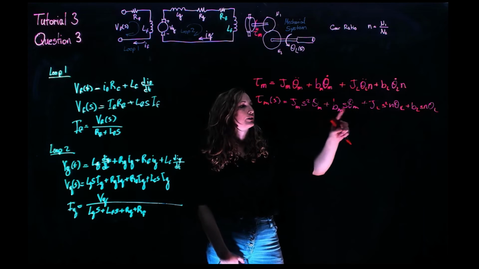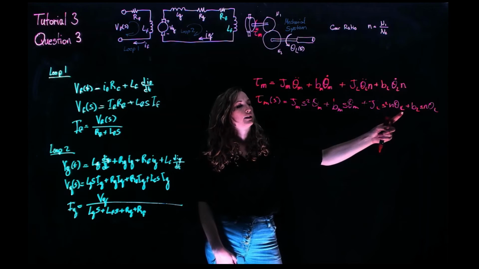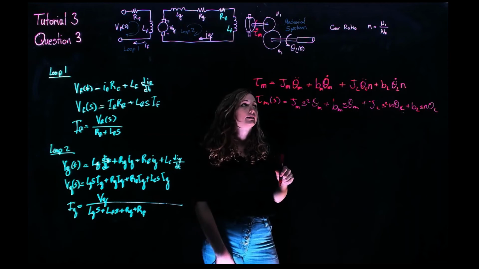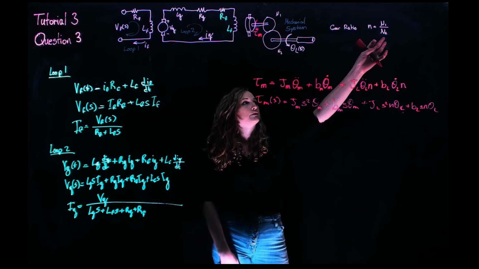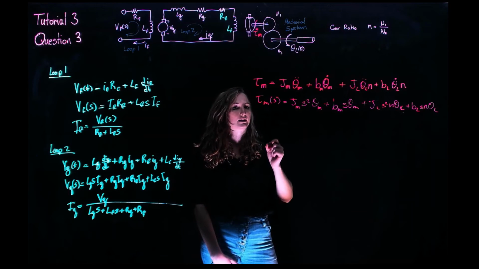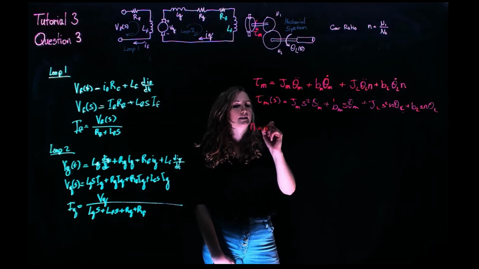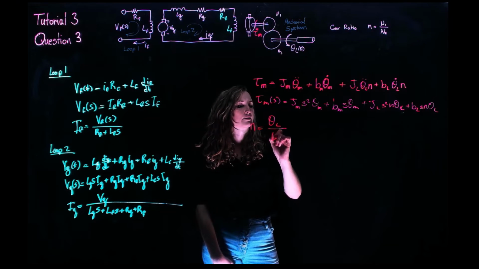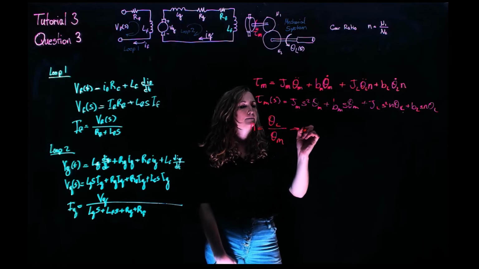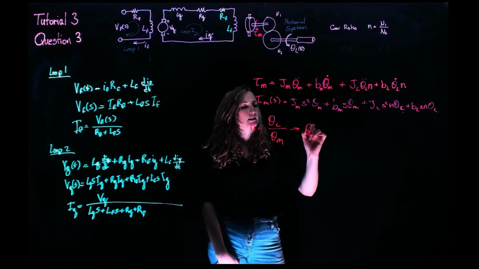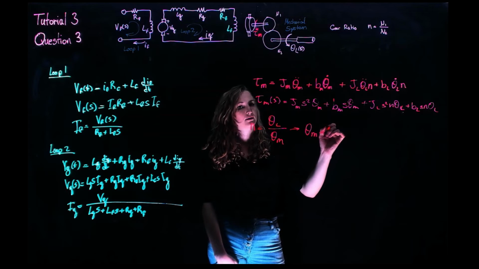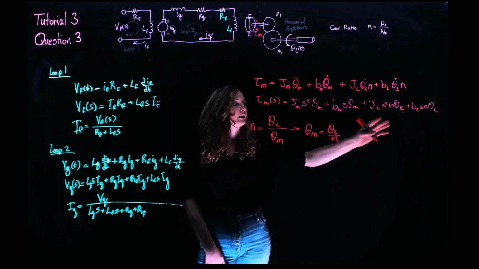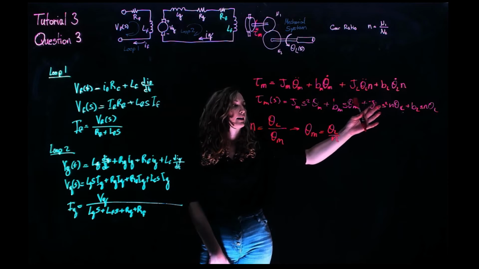Finally, we want to make sure that we're only looking at our output variable theta L, so we're going to need to convert our theta M to theta L. In order to do that, we want to use our gear ratio. For our angles, it is just going to be reversed. So we have N equal to theta L over theta M, which means that theta M is equal to theta L over N. And we'll just want to plug that in, and then we'll factor out theta L N.